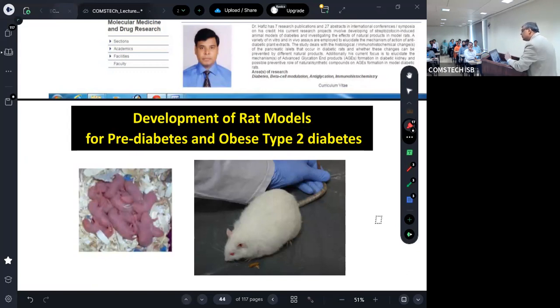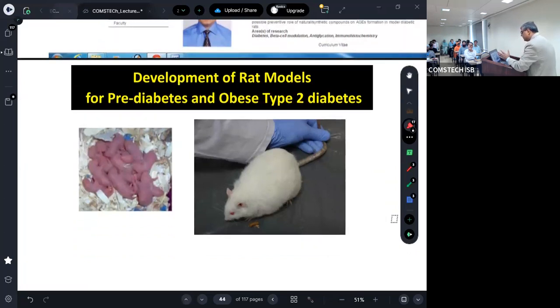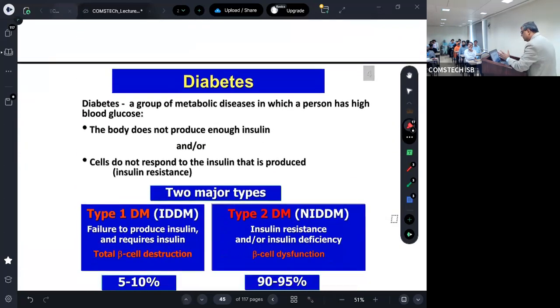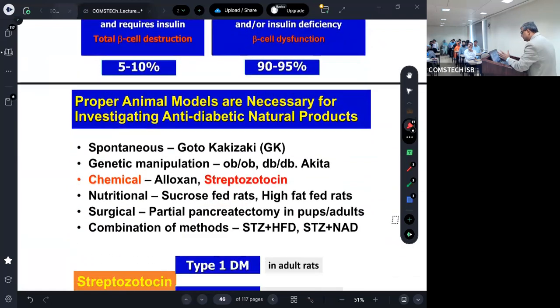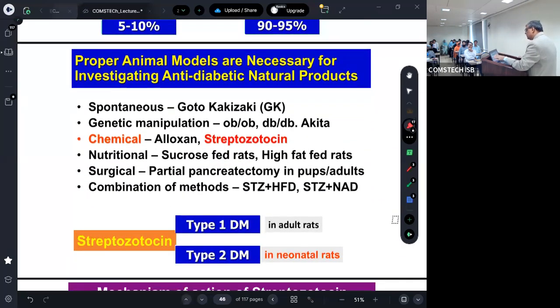Okay, before choosing any model, selecting the animal, it's the best option. You have to think logically, scientifically. If you cannot do the experiment, it is useless. Proper animal models are necessary for the investigation of anti-diabetic natural products. Normally, we develop a diabetes model, but developing the model is not our permanent aim. Our aim is to use this model to do some experiments.